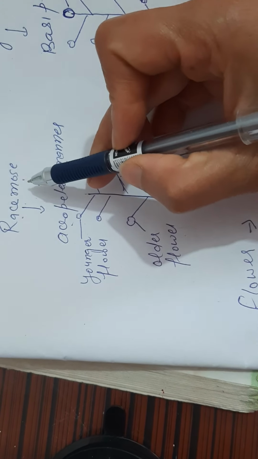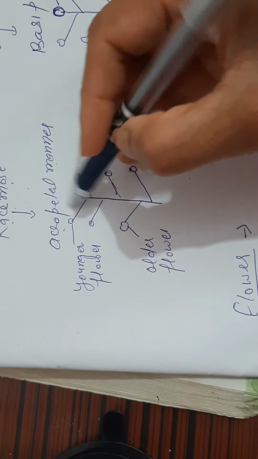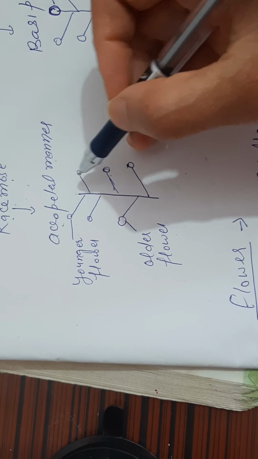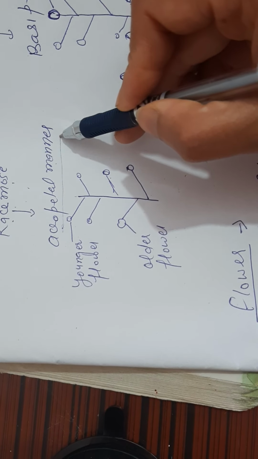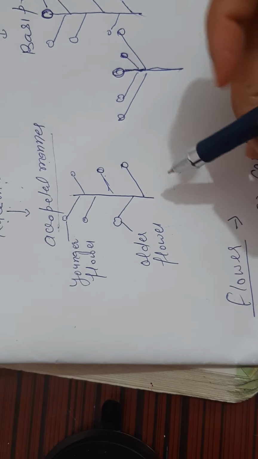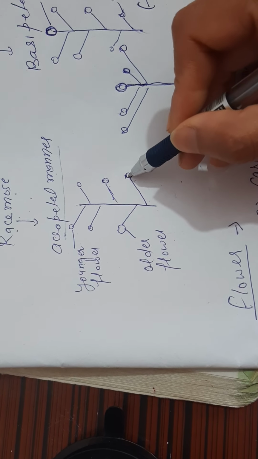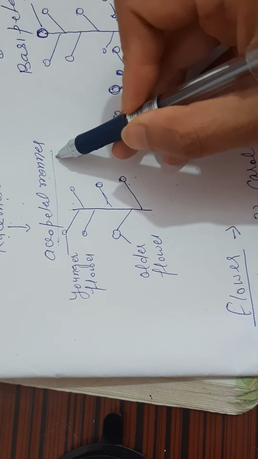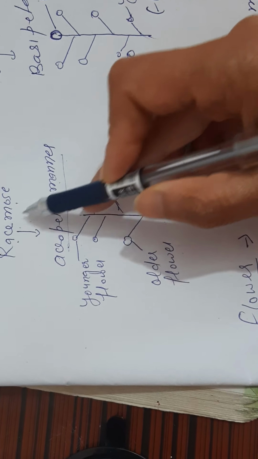Racemose type. In racemose type of inflorescence, the main axis continues to grow, and flowers are borne laterally in an acropetal manner. Acropetal manner means the older flowers are at the base and the younger ones at the apex. Acropetal is the type of racemose.